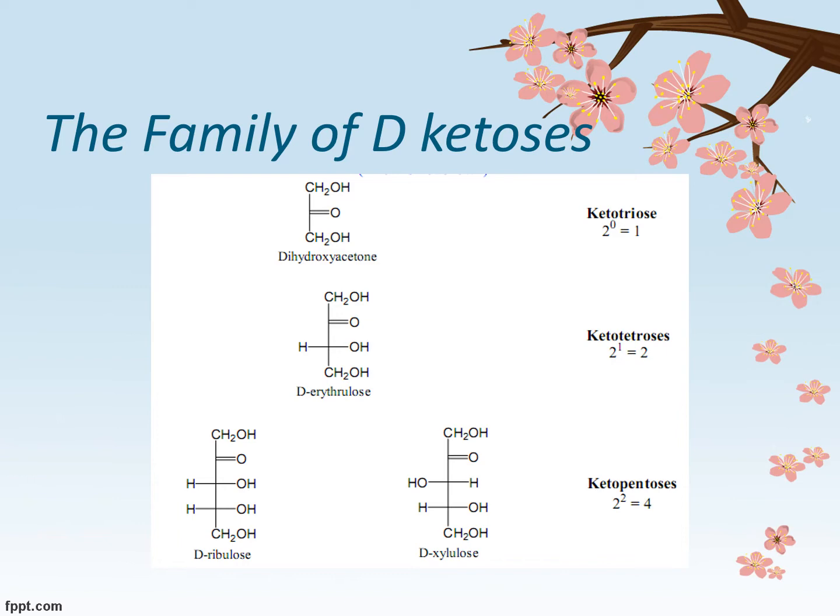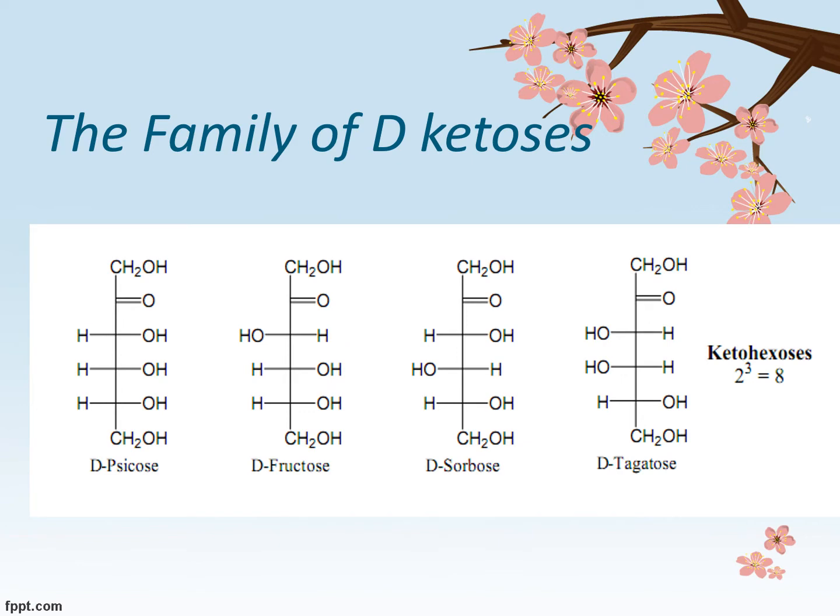For aldotriose, it has 2, right? So ketotriose only has 1. Aldotetrose has 4, but ketotetrose only has 2, by half. Why? Due to the presence of this keto group on carbon 2, which makes the chiral carbon even less. So this is the ketohexose, which only has 8 possible stereoisomers compared to aldohexose, which has 16.